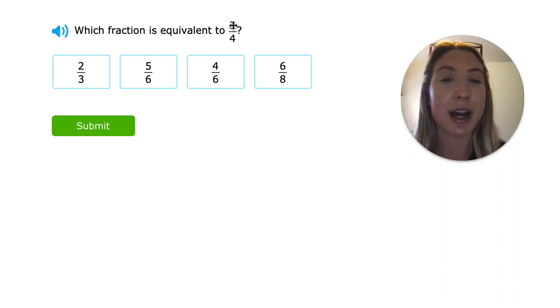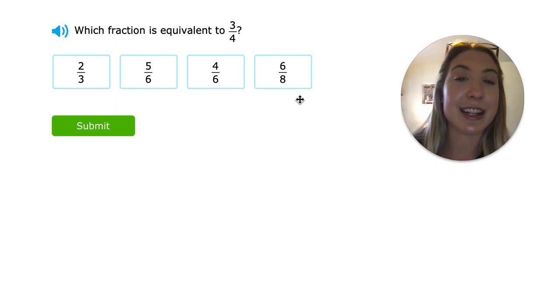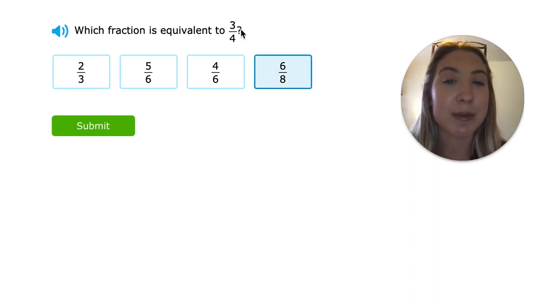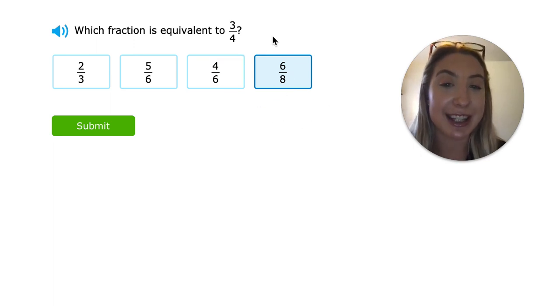So I multiplied the top number by 2. Now I'm going to multiply the bottom number by 2. 4 times 2 gets us to 8. So if I multiply the top and bottom number by 2, I'm able to get 6/8.